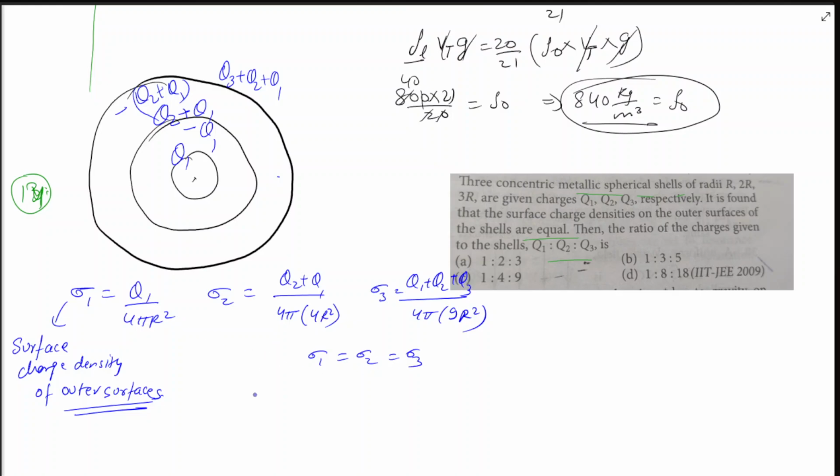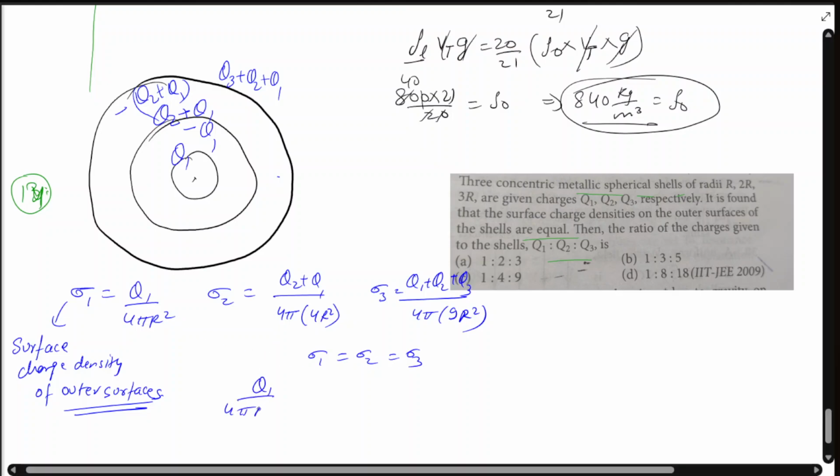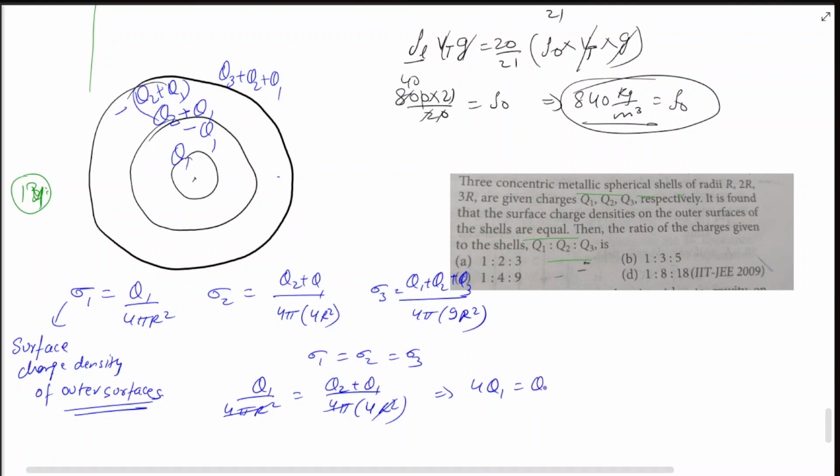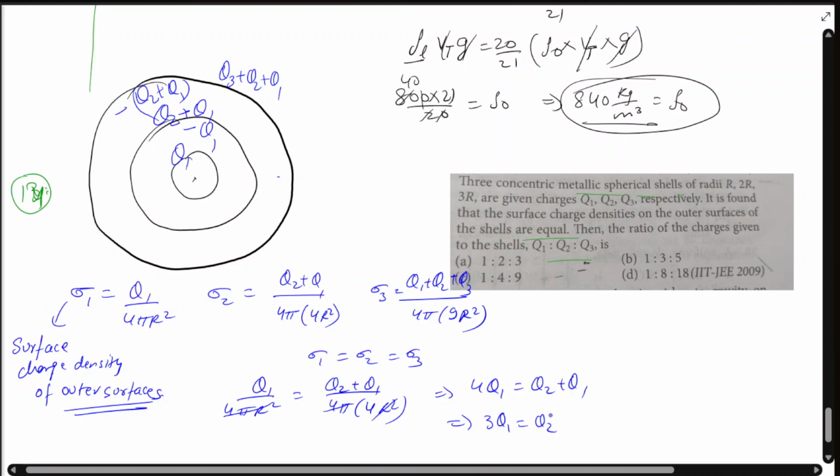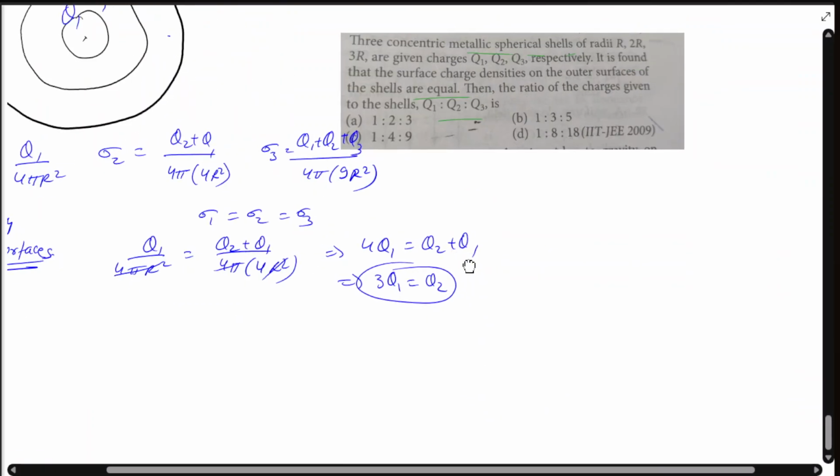So let's equate these two. Q1 upon 4 pi r square will be equal to Q2 plus Q1 upon 4 pi 4r square. So 4 pi r square will be cancelled. 4 will get multiplied here. So 4 Q1 will be equal to Q2 plus Q1. So we will get 3 Q1 will be equal to Q2, right? Perfect. Let's find another.